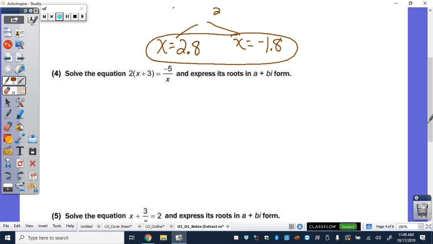All right, let's take a look at that fourth one. It says solve the equation 2 times x plus 3 equals negative 5 over x, and express the roots in a plus bi form. Those imaginary numbers, they're still here. Still going to get those as answers for some of our quadratics. So what should we do first for number 4? One thing we could do is cross multiply. Remember, everything is over a 1. We just don't always write it.